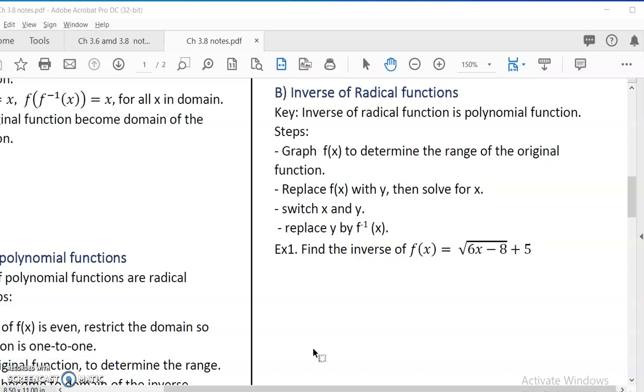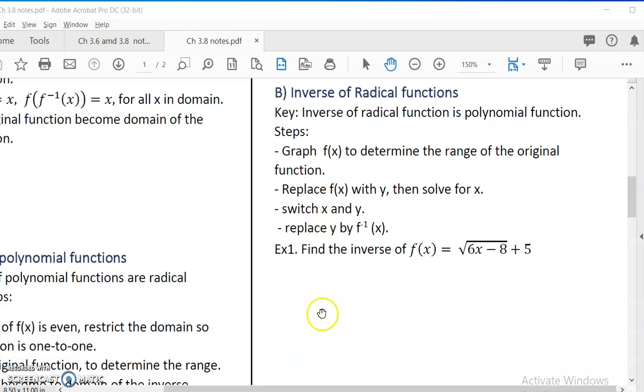So why are we talking about radical functions? This chapter is for polynomials because actually the inverse of a polynomial function is a radical function. We did that in the last video. If we want to reverse a polynomial function, we'll take roots, so they become radical functions. So we'll just follow on to talk about radical functions.